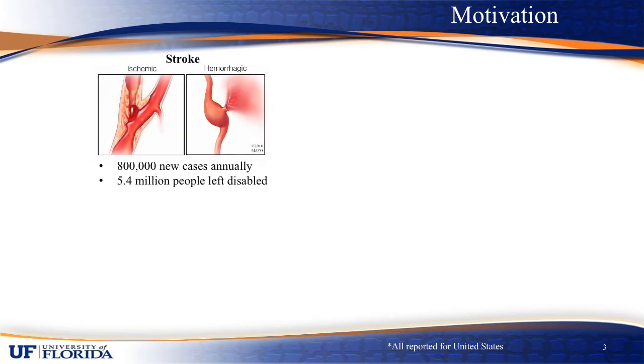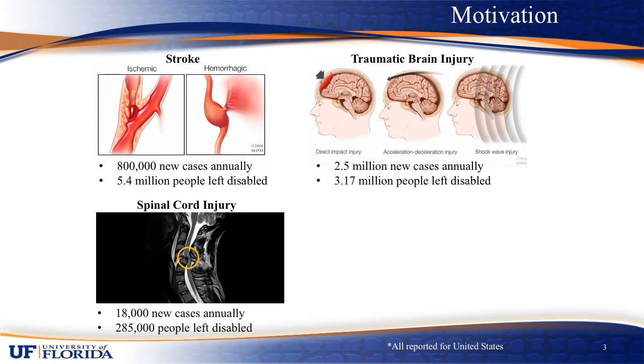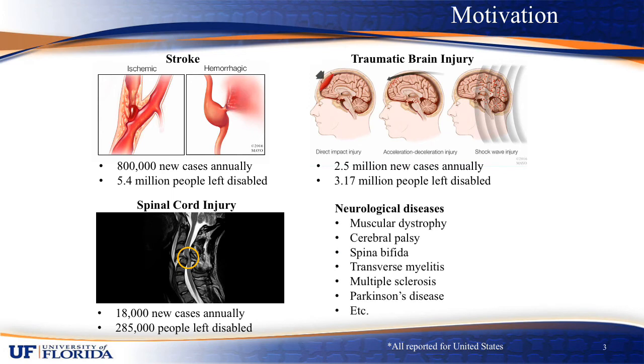Neuromuscular disorders have numerous causes. For example, there's stroke, traumatic brain injury, and spinal cord injury. In addition, there are numerous neurological diseases such as spina bifida and multiple sclerosis. Overall, neuromuscular disorders have left millions of people disabled throughout the world.